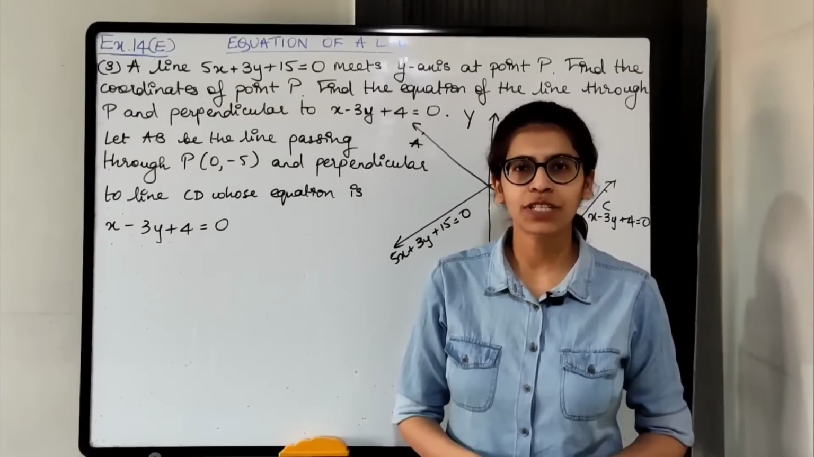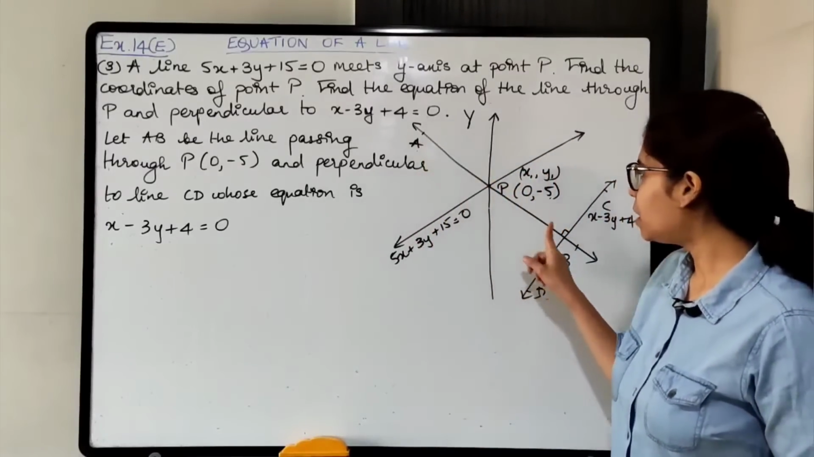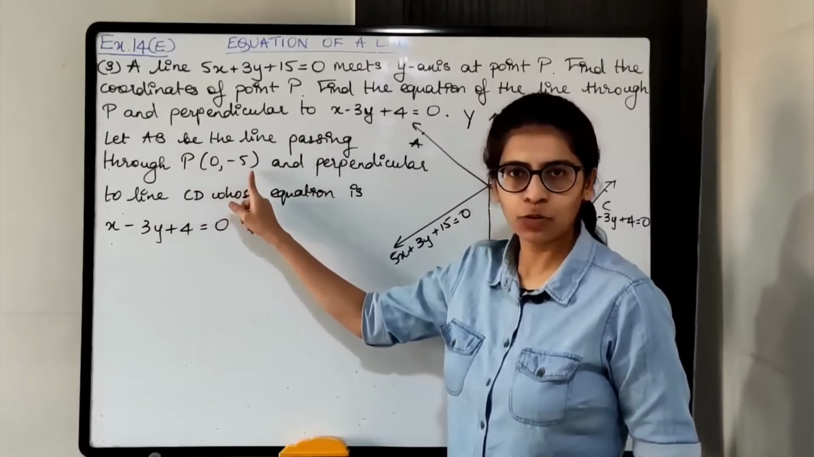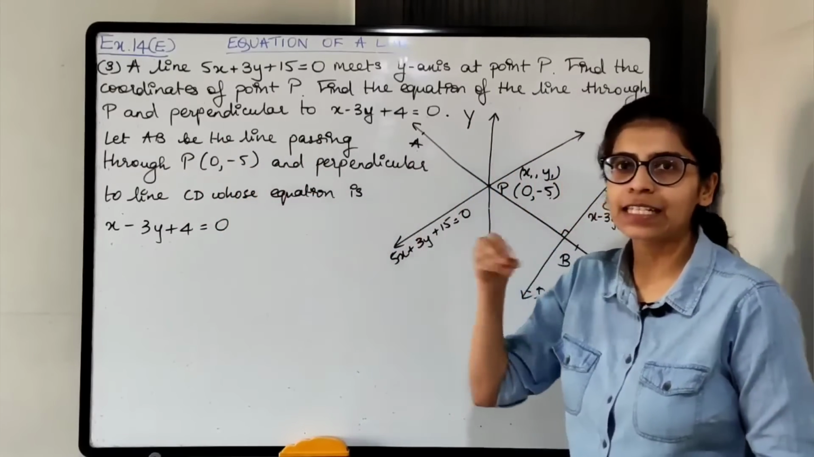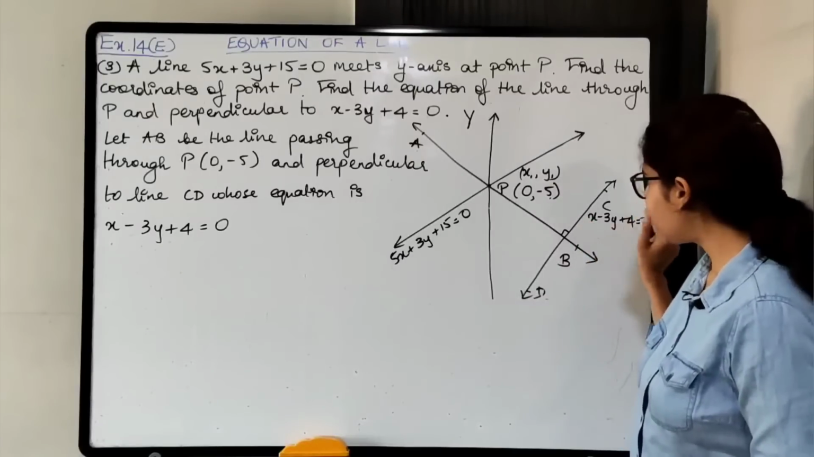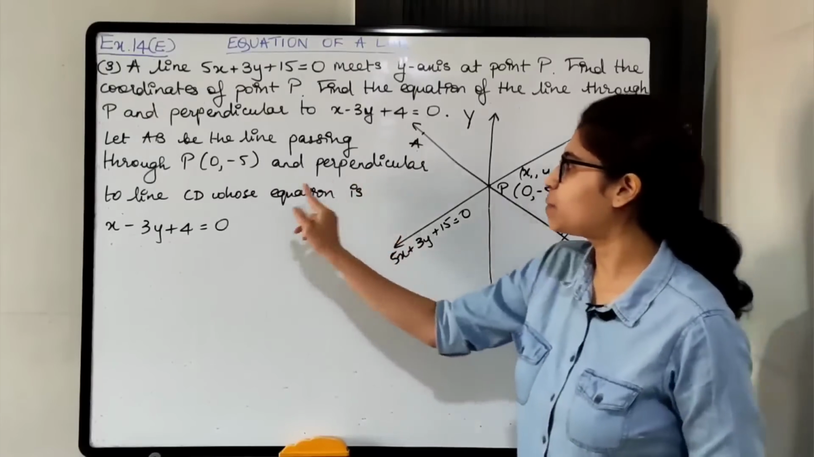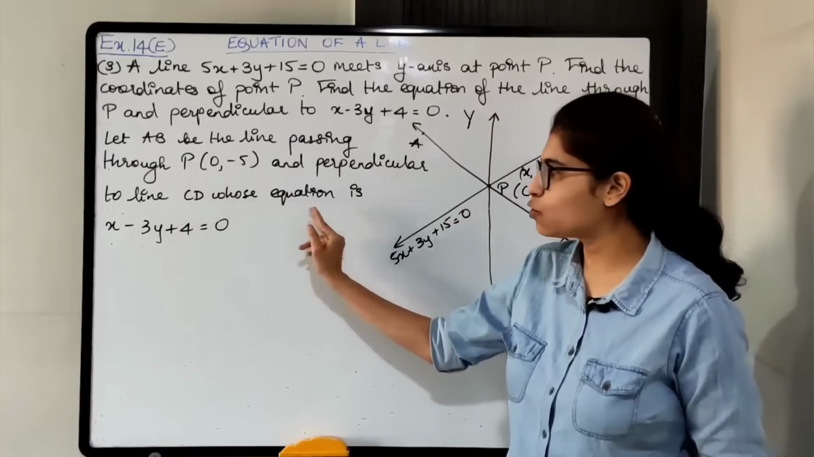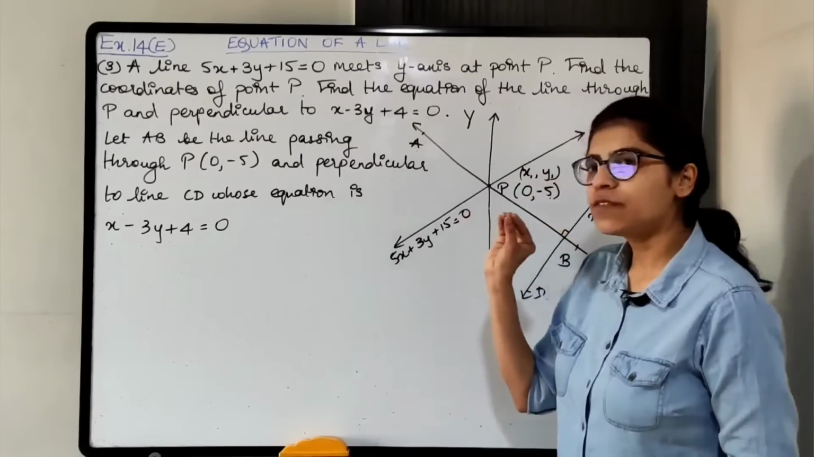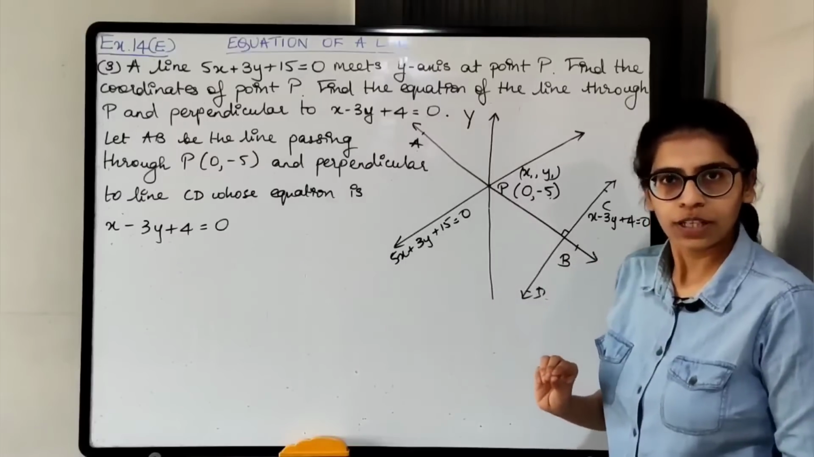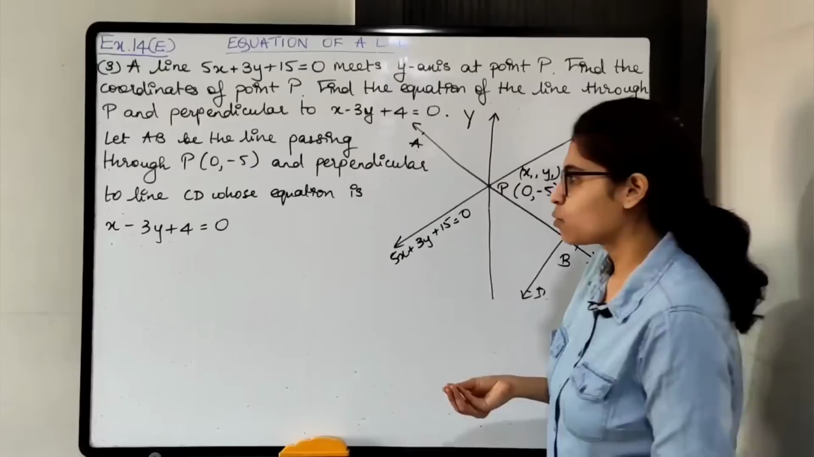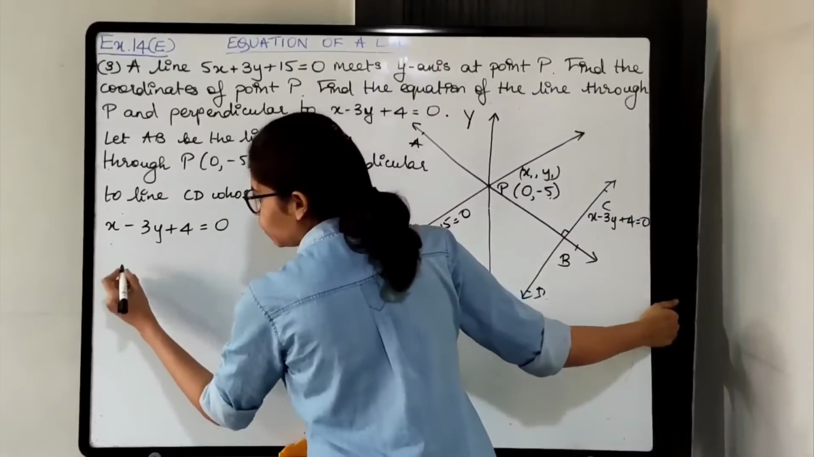Again we'll write down a few statements. We have named the line passing through point P as AB, so let AB be the line passing through point 0, -5, and it is perpendicular to another line whose equation is given. This line we have named as CD. So it is perpendicular to line CD whose equation is x minus 3y plus 4 equal to 0. First we'll find CD का slope. Okay, once we get CD का slope, we'll get AB का slope. So CD का equation लिखते हैं.